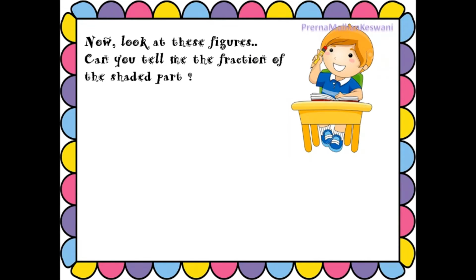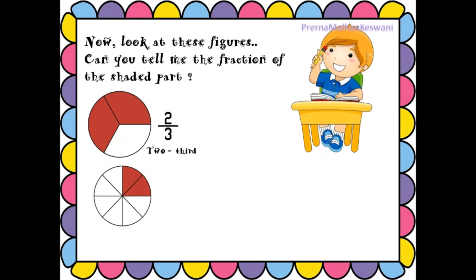Now, I will give you these figures. Now you have to tell me the fraction of the shaded part. Think and tell, children. Look at the first one. Here, the total number of parts are 3. So, the denominator will be 3. But the shaded part are only 2. So, the fraction will be 2 by 3 or 2/3.